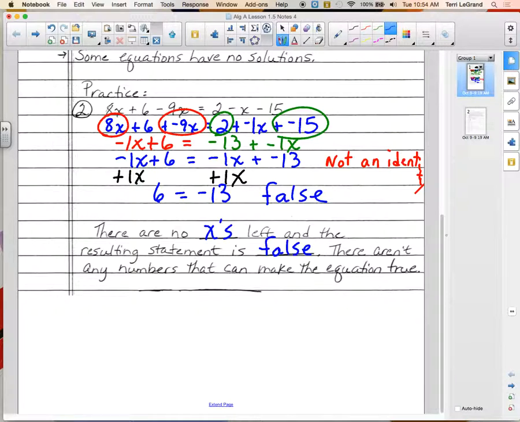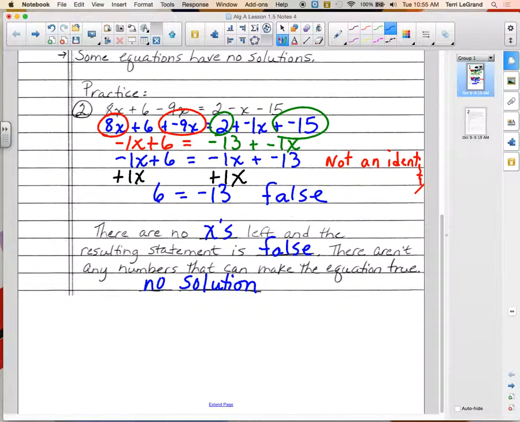So we have these two things that we're going to look for. If the x's disappear, or the a's, or the w's, or whatever the variable is in the problem, if they're no longer there, and the resulting statement is false, then you get to come to this conclusion. There aren't any numbers that can make the equation true. There's nothing I could put in there that would make this true, so the answer is no solution. This is when it would be no solution.